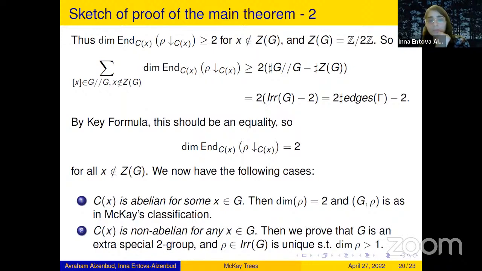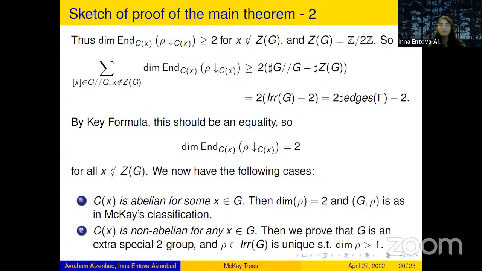So now we have 2 options. The first possibility is that the centralizer is abelian for some element in G. If the centralizer is abelian, then we know that all the irreducible representations of this centralizer are 1-dimensional, and having the endomorphism space of the restriction of rho be 2-dimensional, we can immediately conclude that rho is just a sum of 2 non-isomorphic irreducible representations. The case when C_X is not abelian for every X is actually trickier.